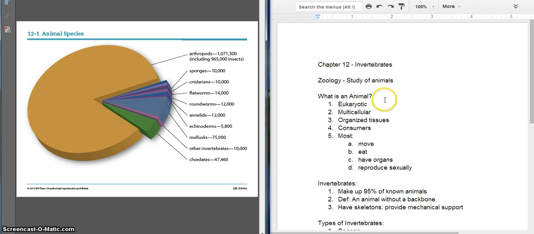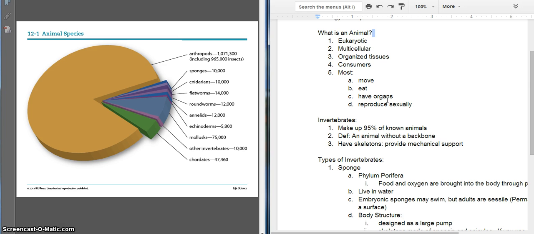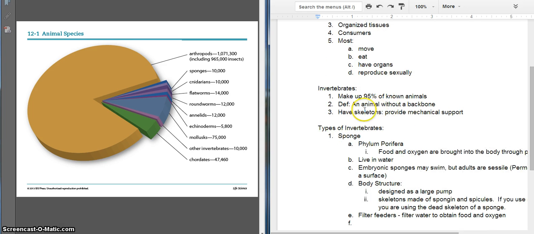Well, so let's look at different types of invertebrates. First, what is an invertebrate? An invertebrate is an animal that does not have a backbone. You'll need to know that. An invertebrate is an animal that does not have a backbone.